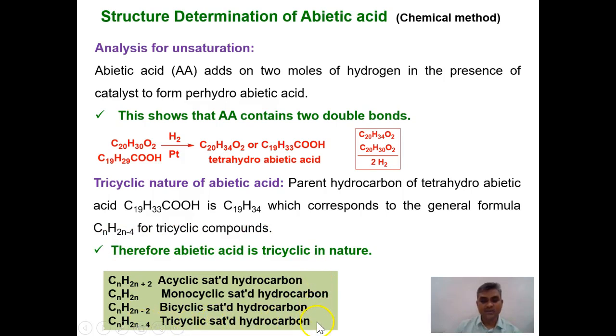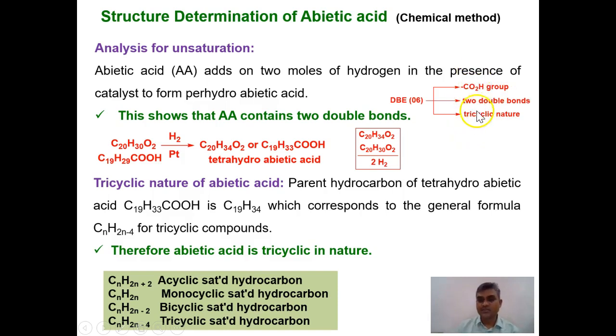So here is a revision of the fundamentals. CnH2n+2 corresponds to an acyclic saturated hydrocarbon. CnH2n is monocyclic, CnH2n-2 is bicyclic, and CnH2n-4 is tricyclic. So just on the basis of the hydrogenation experiment and the chemical arithmetic, we have proved that abietic acid is tricyclic in nature. Tricyclic corresponds to 3 degrees of unsaturation, and therefore we have accounted for 6 degrees of unsaturation in the abietic acid molecule. 1 degree of unsaturation is for CO2H, 2 degrees are for 2 double bonds, and 3 degrees are for the tricyclic nature of abietic acid.